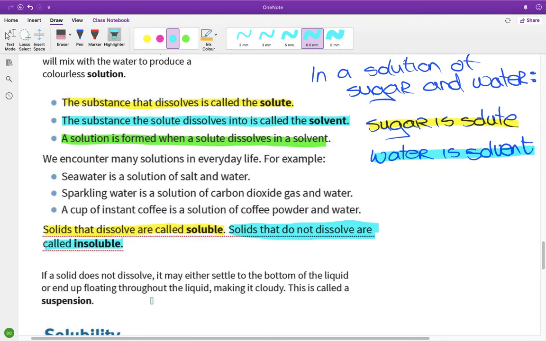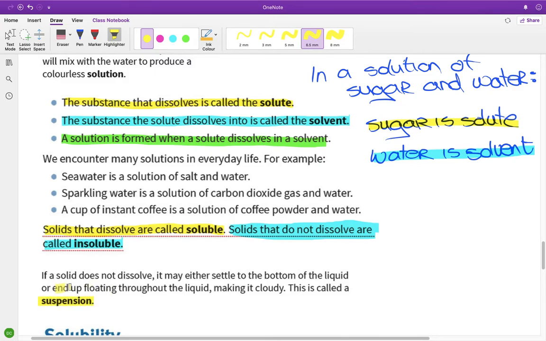If a solid does not dissolve, you'll either notice that it settles at the bottom, like a load of pebbles. If you threw a load of pebbles, which are solid, into a glass of water, they're not going to dissolve. They'll be gathered at the bottom. What can happen though, say if it wasn't pebbles but muck or soil, it would end up floating through the liquid and make it cloudy. Do you know what I mean? It would dirty the water, and that's called a suspension when that happens.